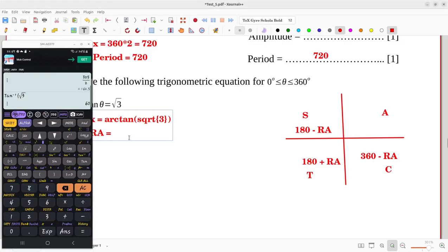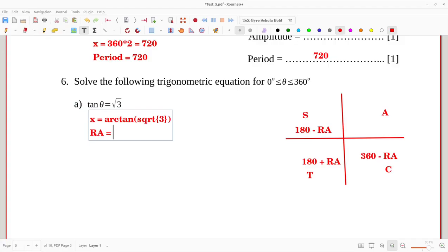It's 60. So let's come here and put 60. This is 60. So let's check the signs. What do we have? It's a tangent and there is no sign here, which means it's positive. Which quadrant is tan positive? It's this quadrant and this quadrant.